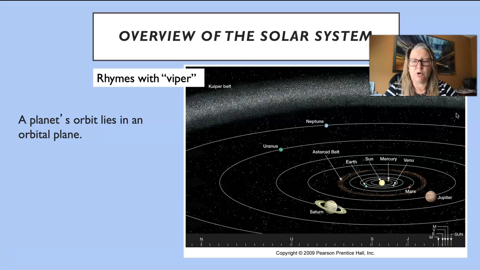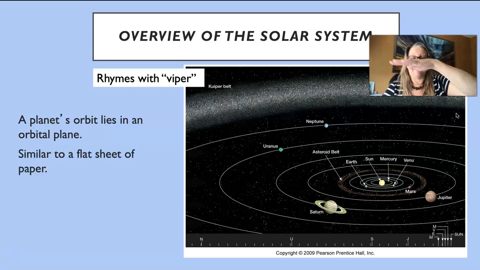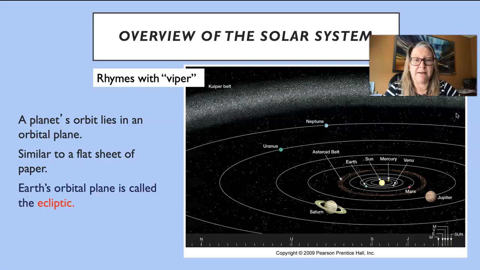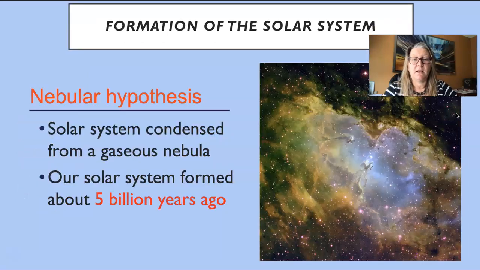Remember that all of the planet orbits are roughly in a plane, similar to a flat sheet of paper, and the Earth's orbital plane is called the ecliptic. The formation of the solar system was discussed in earlier learning videos. The nebular hypothesis, or sometimes the nebular theory, is the name we give to the formation of stars. Stars and their solar systems form from nebula, such as the one shown here, and our solar system began to form about 5 billion years ago from a nebula.